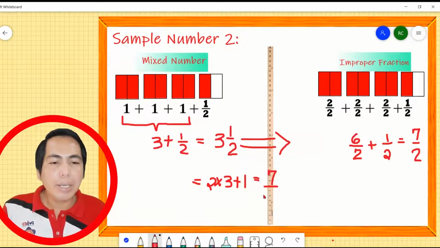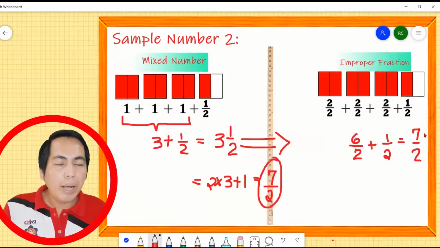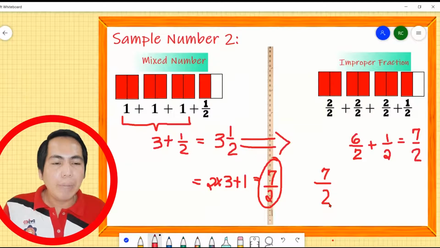And then we just simply copy the denominator 2. That's why it is 7 halves. Now, how about if we have an improper fraction of 7 halves? How are we going to solve for its equivalent in mixed number form?